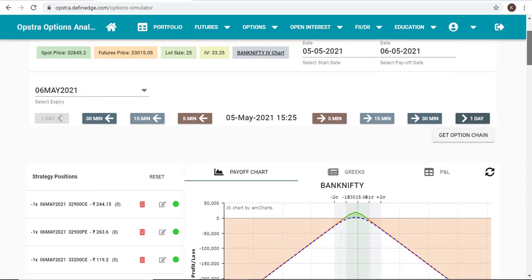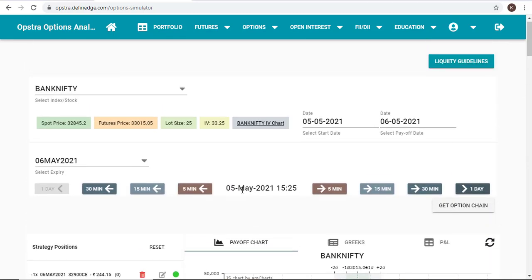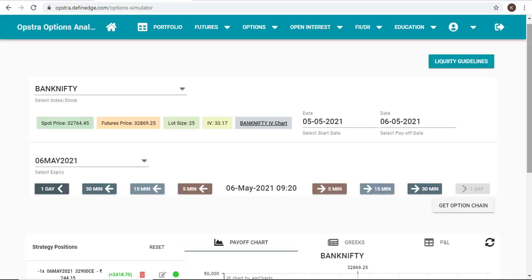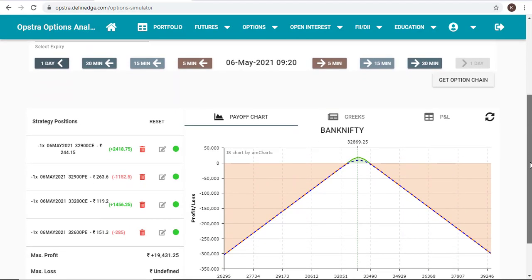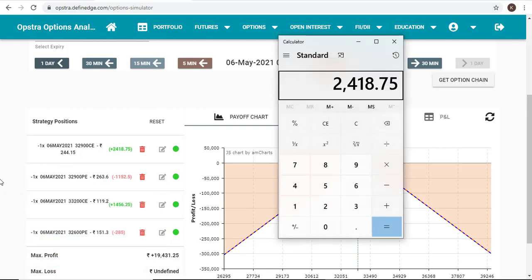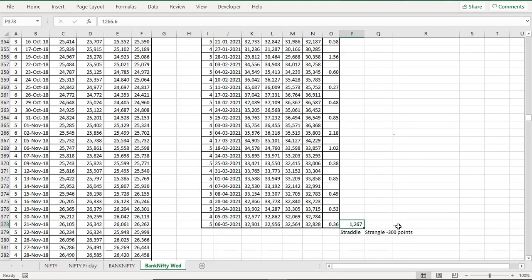So let's test what will happen if we enter at 3:25 p.m. on the Wednesday and exit on the Thursday morning at 9:20. Here, as you can see, this will be the profit in the straddle. So let's calculate: 2418.75 minus 1152.5 is 1266.25. This will be the profit if we apply the straddle.